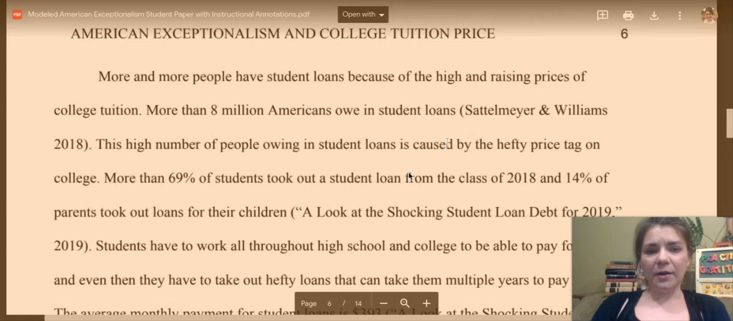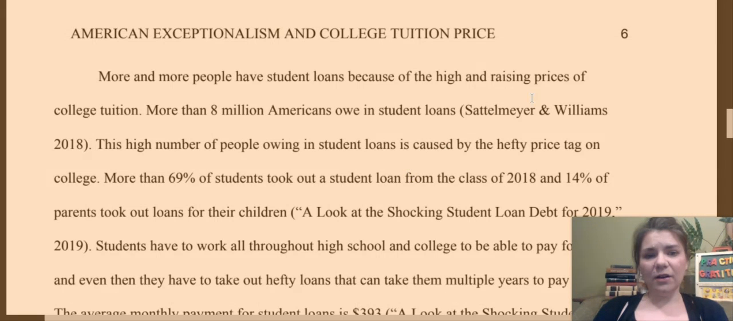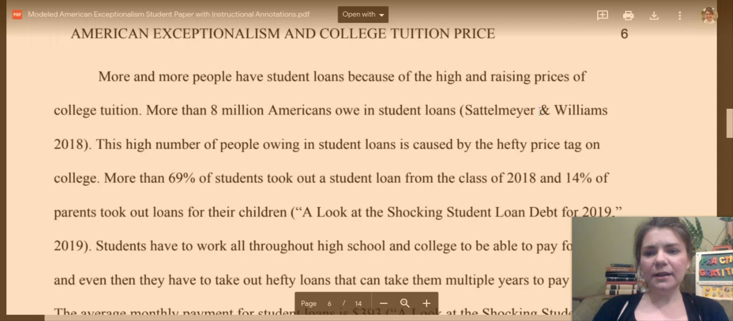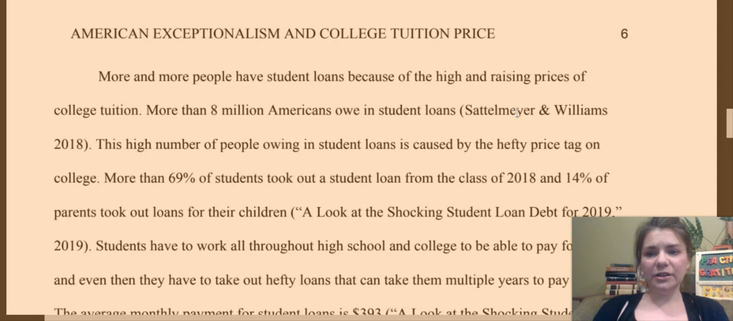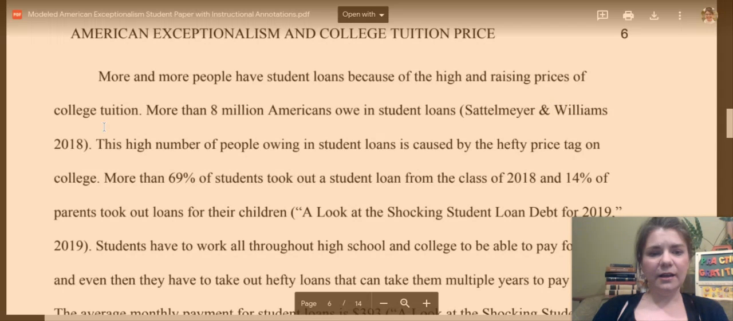Notice here this article had information that was written by two different authors. So you have two last names and you have an ampersand. So you're not going to use the word and, you're going to use the two authors' last names, the ampersand, and then the year here.